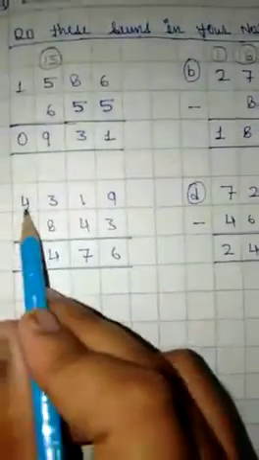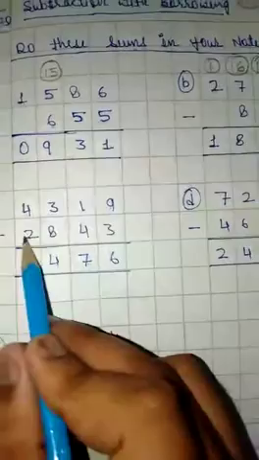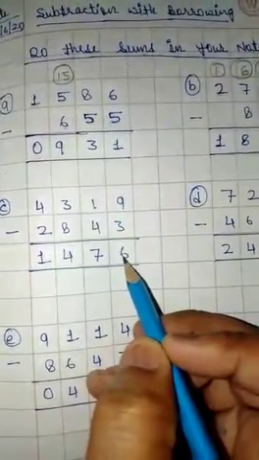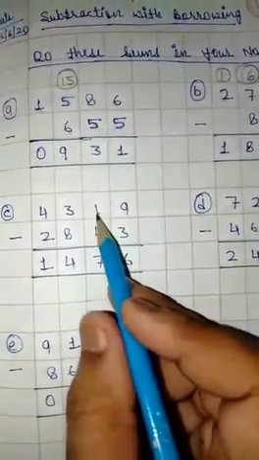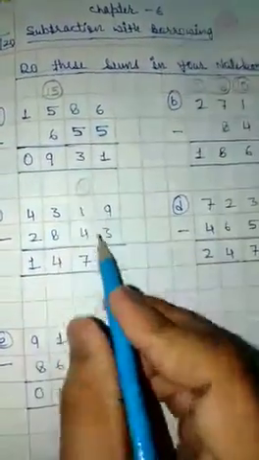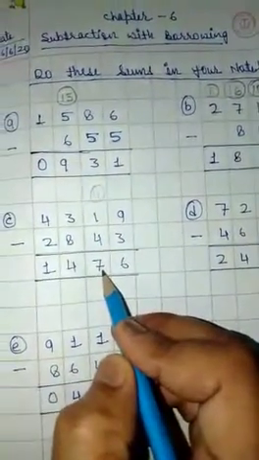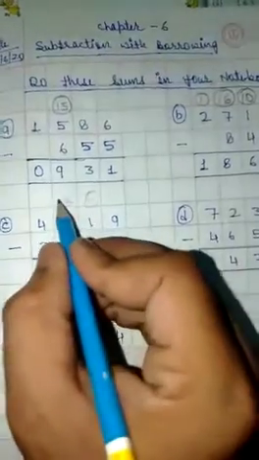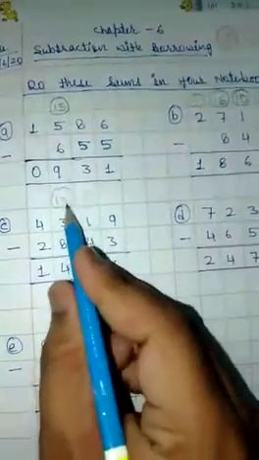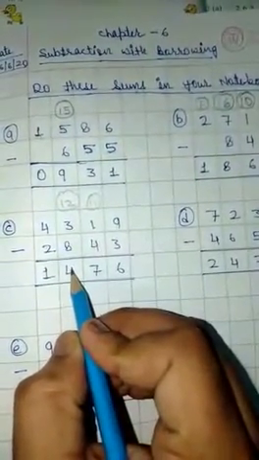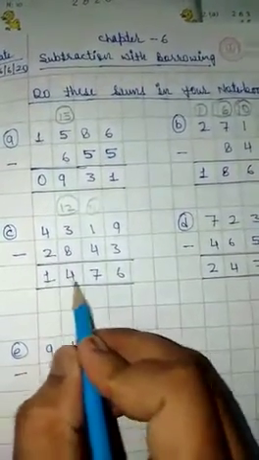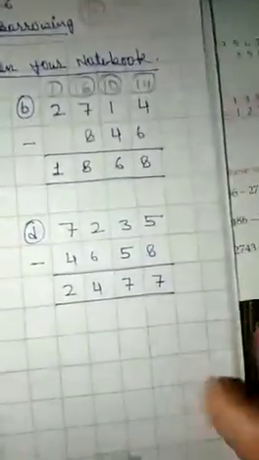Next question 4319 minus 2843. 9 minus 3 is equal to 6, so we will write here 6 and it is 1, so we will take borrow, so it will be 11. 11 minus 4 is equal to 7, so we will write here 7. It will be 2, and 2 is the smallest number, so we will take borrow, so it will be 12. 12 minus 8 is equal to 4, so we will write here 4, and 3 minus 2 is equal to 1, so we will write here 1. 1476. Next question number d.